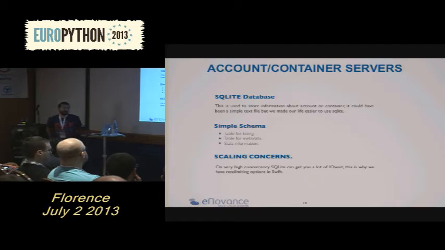So the account and container servers are much simpler. Those two are mostly the same, even from the code point of view. It's just a listing. The account would list all the containers, and the container would list all the objects on the server. So it uses a SQLite database.